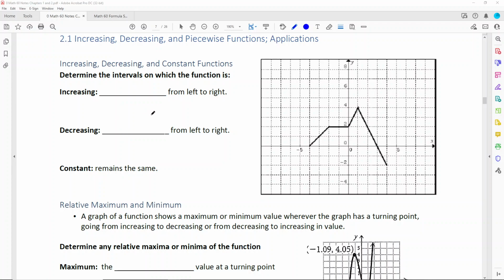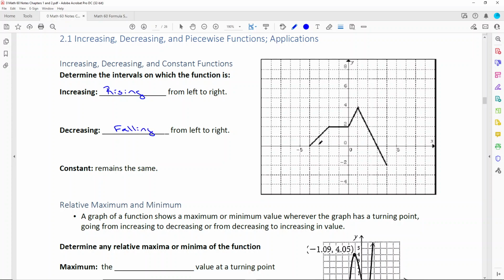And on to 2.1. So this first video is going to be about increasing, decreasing, and applications, and then the last video will be about piecewise functions. So increasing, decreasing, and constant functions, all we're looking for is the intervals over which the function is increasing, which means rising from left to right, and the intervals on which the function is decreasing, or falling, from left to right. So we're always reading like we do a book, left to right.